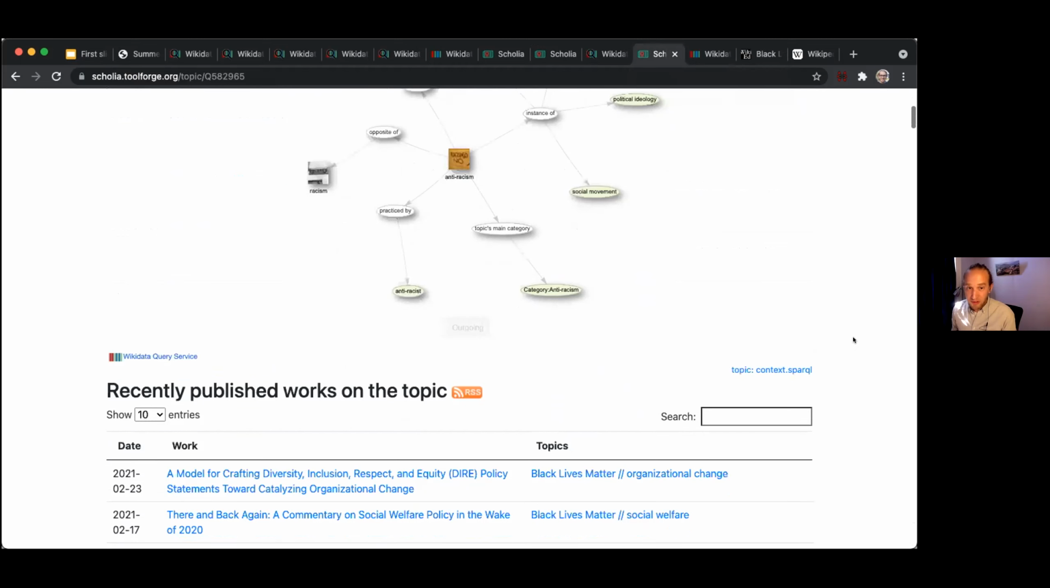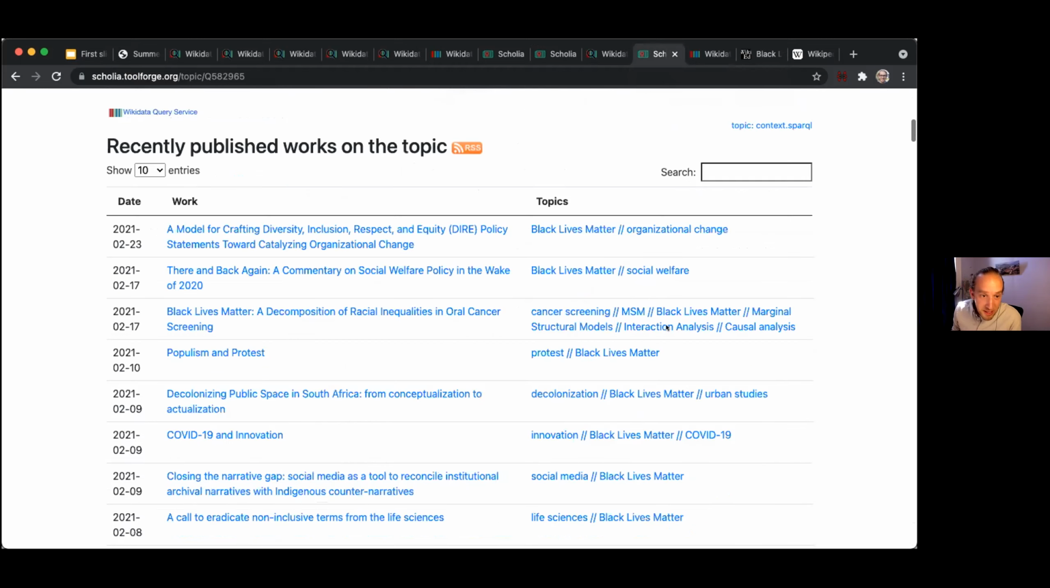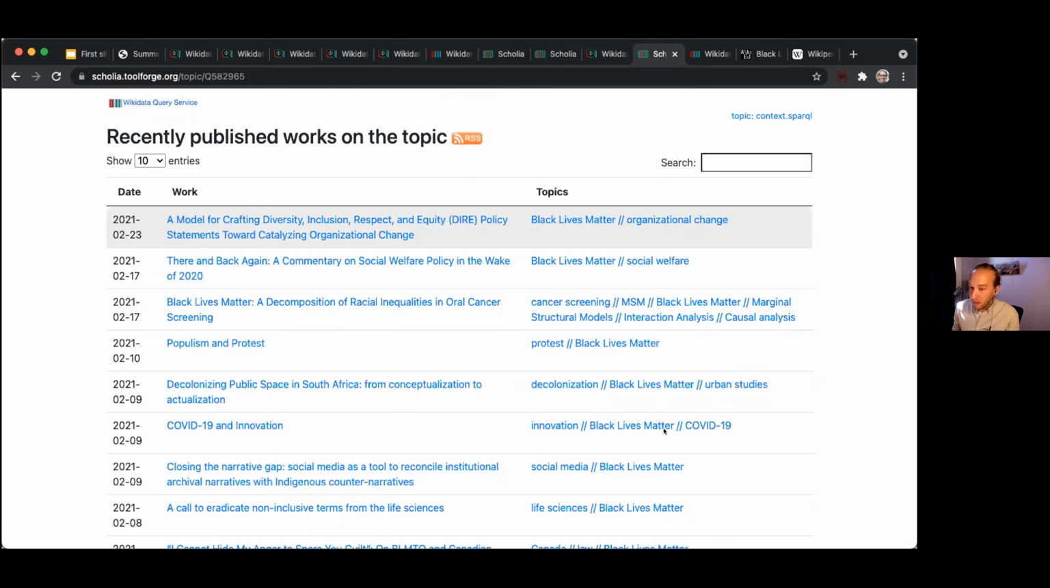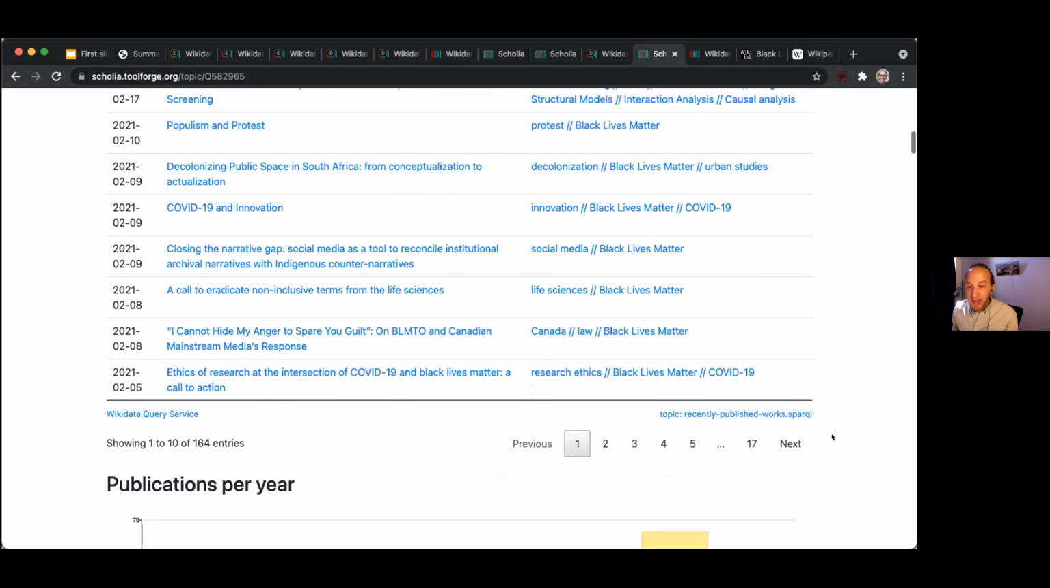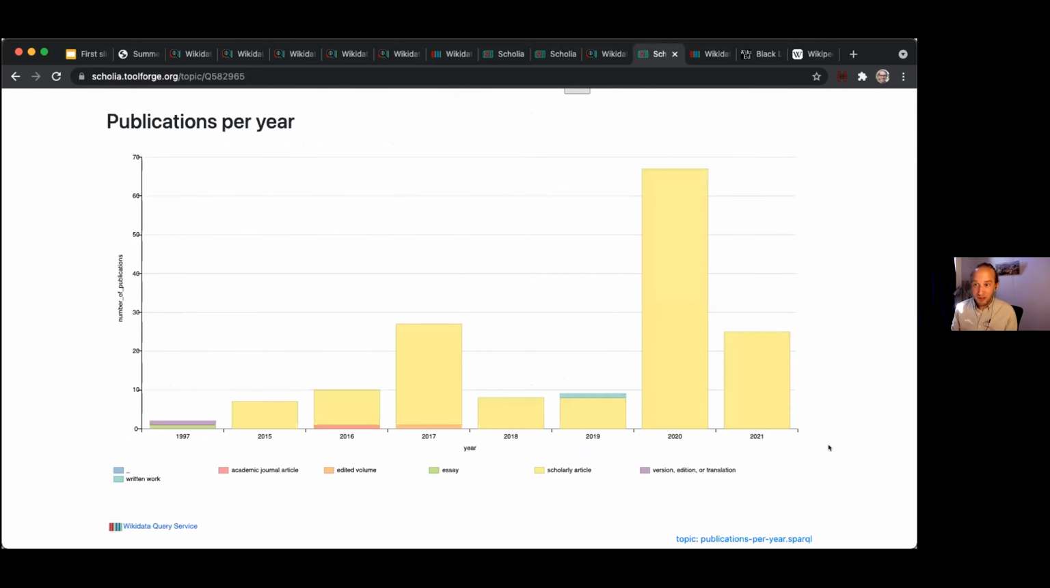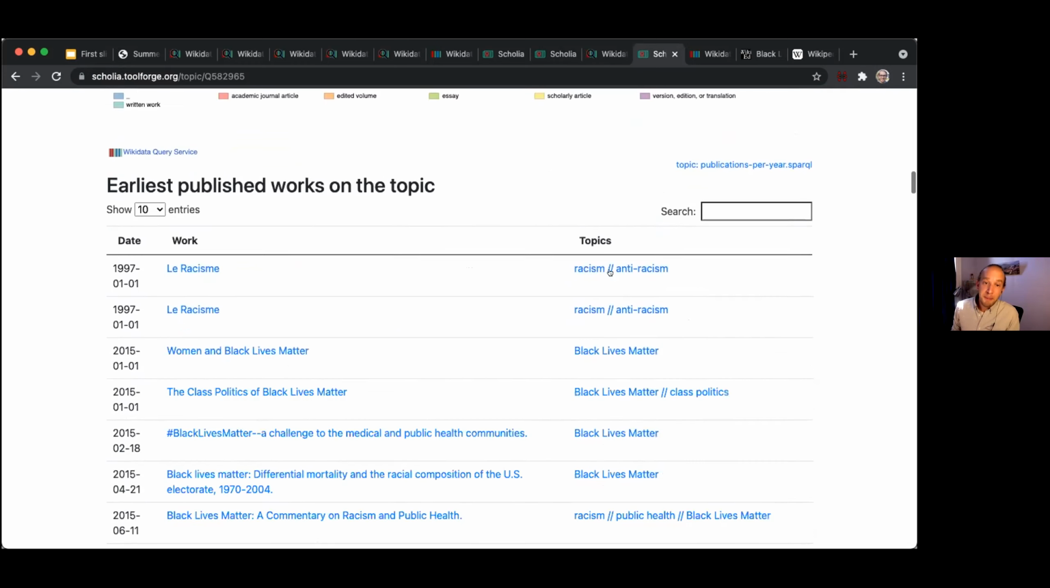Recently published works on a topic. So this is a little more up to date, things coming from February of this year. Publications per year, a big spike in 2020. And again, maybe this is perfectly representative, but I'm sure there's a lot of work that doesn't yet factor into these results just because Wikidata is new and continues to grow.